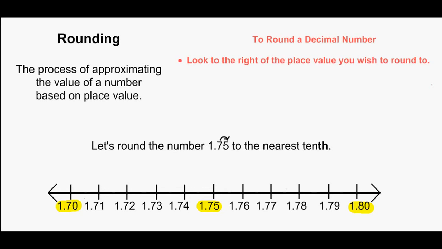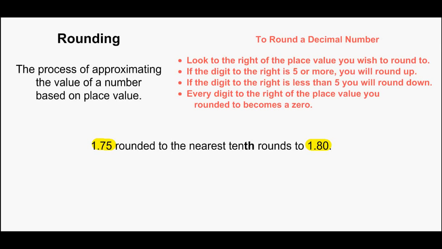First, we will look to the right of the place value we wish to round to. To the right of the tenths place, I see a 5. If the digit to the right is 5 or more, we will round up. In other words, 1 and 75/100ths rounds up to 1 and 80/100ths. Again, we are rounding to the nearest tenths place. We have rounded up the tenths place from 7 to 8, and all digits after the place value we rounded to become 0.